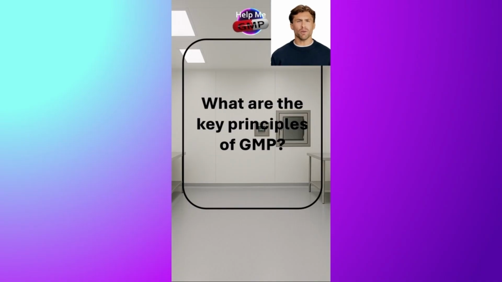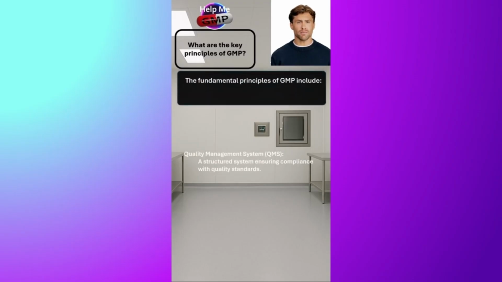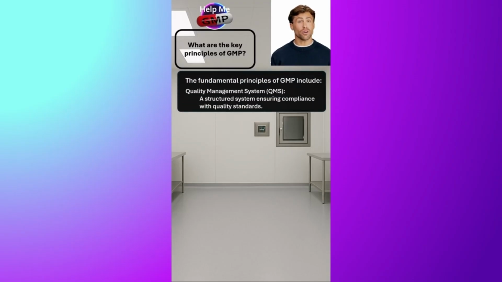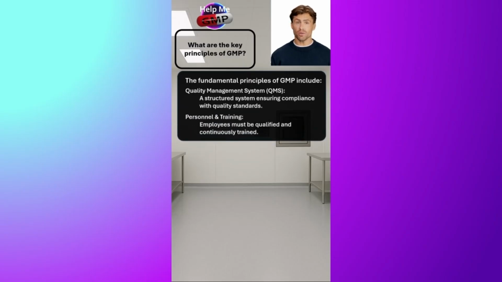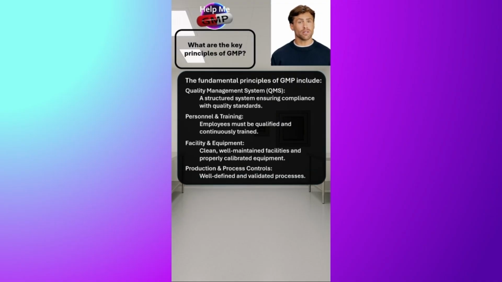What are the fundamental principles of GMP? The fundamental principles of GMP include a quality management system, which is a structured framework ensuring compliance with quality standards. Personnel and training are also crucial, as employees must be qualified and continually trained. Facilities and equipment must be clean, well-maintained and properly calibrated. Production and process controls need to be well-defined and validated.